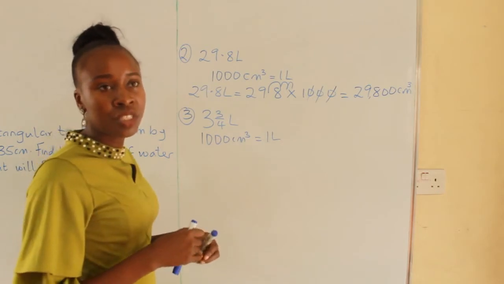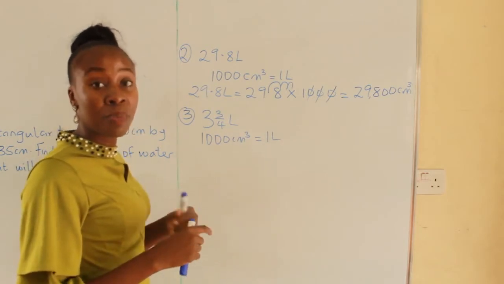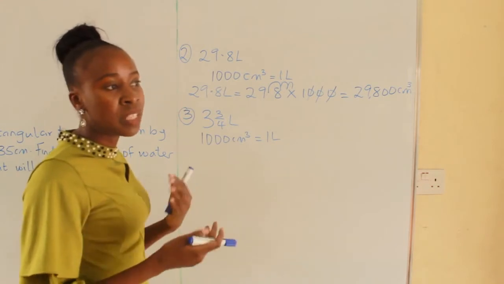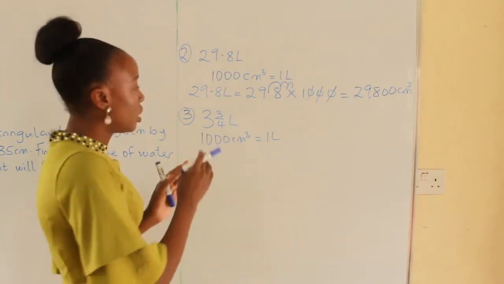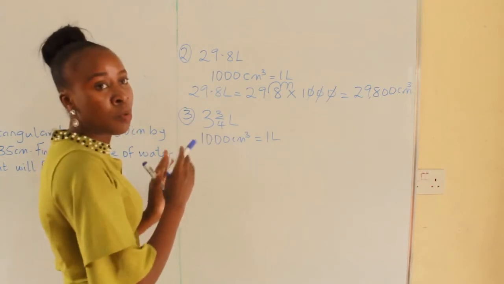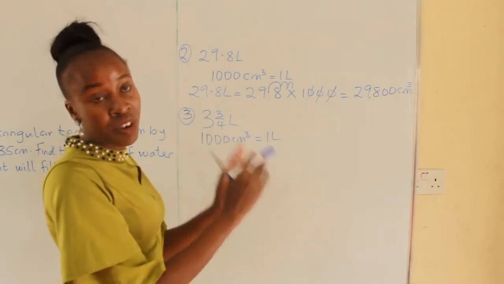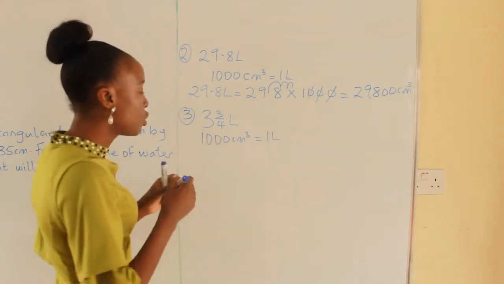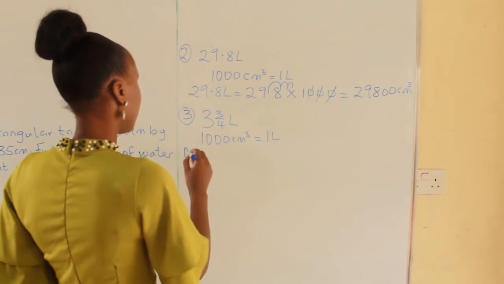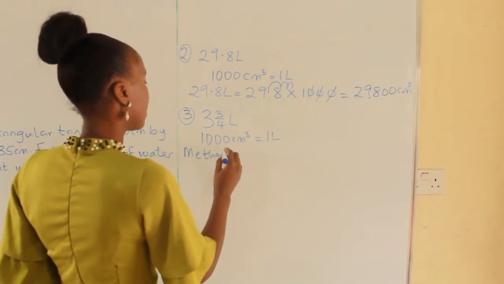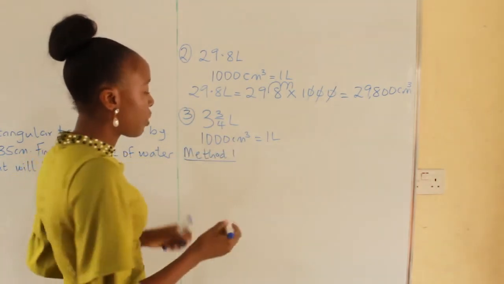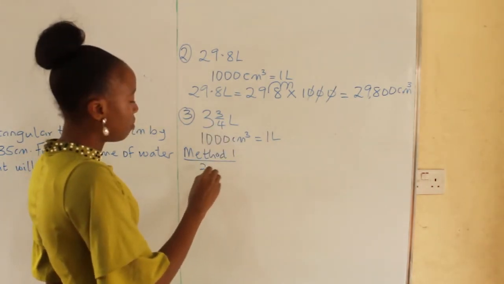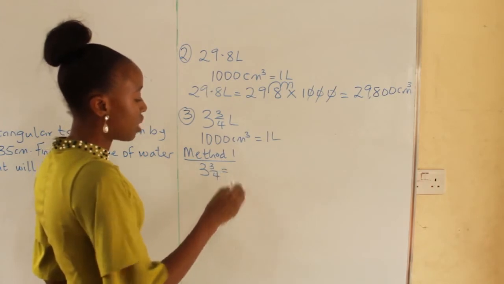The first method is you change the mixed number to an improper fraction and then you multiply by 1000. Another method is you multiply the whole number by 1000 and you multiply the fraction by 1000 and then you add your answers together. We're going to be using both methods so that you see how it works. Alright, method 1, I'll be changing the mixed number to an improper fraction.